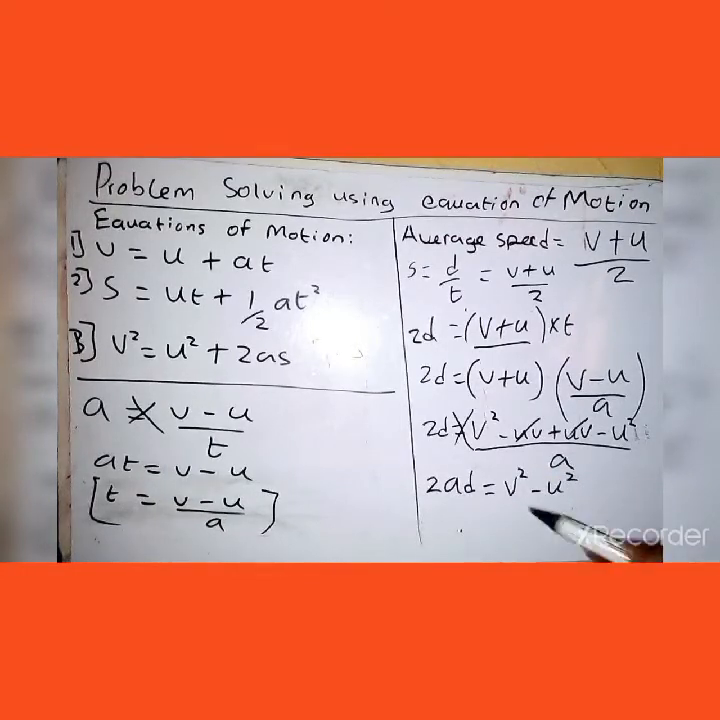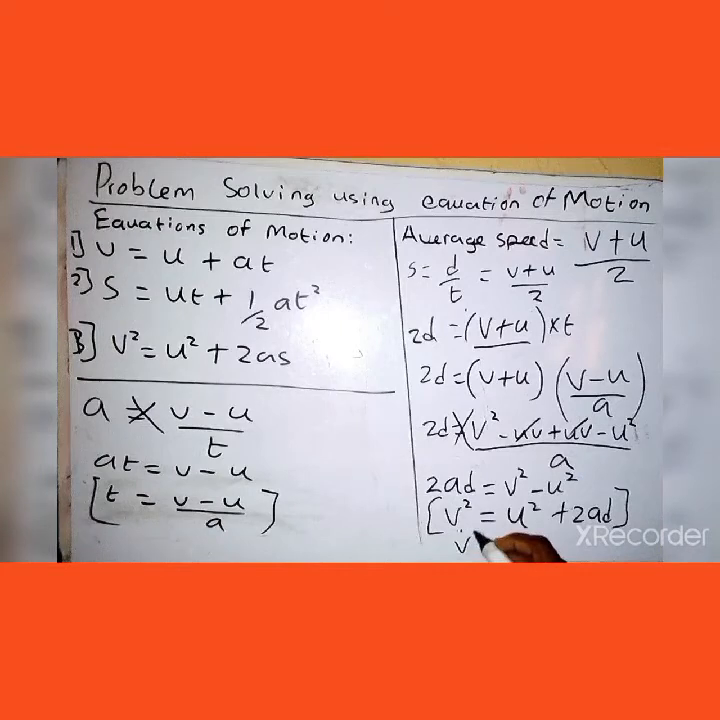And we want our v square to be the subject of the formula. So we now say v square will be equal to u square plus 2ad, because the u square moving to this side becomes positive. This is the third equation of motion. You can also change this to s, which is v square equals u square plus 2as. So this is the derivation. Now we'll be solving questions using the equations of motion.